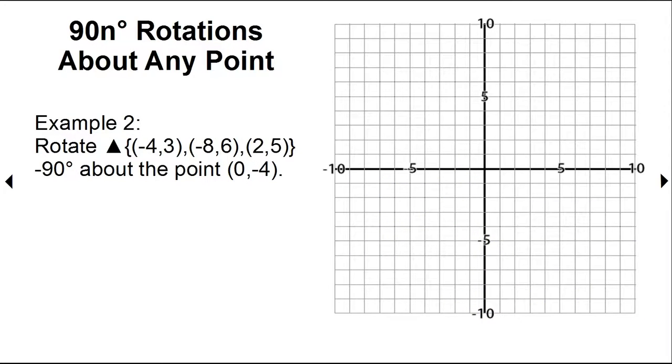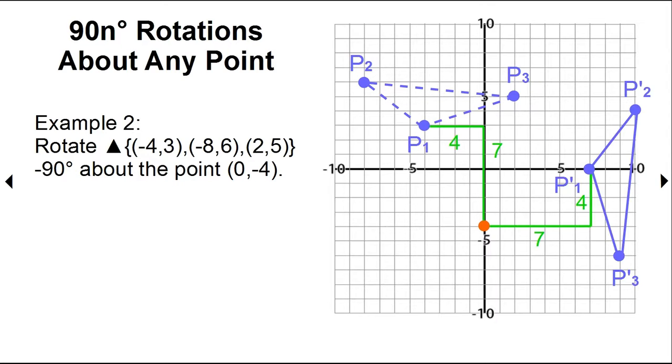We're going to rotate another triangle. Remember, negative rotations are clockwise. Plot the points. Find the new P1, known as P1 prime, by going out 7 over 4. Out 10 over 8 finds P2 prime. Out 2 over 9 finds P3 prime.